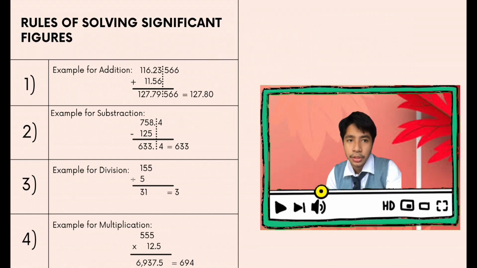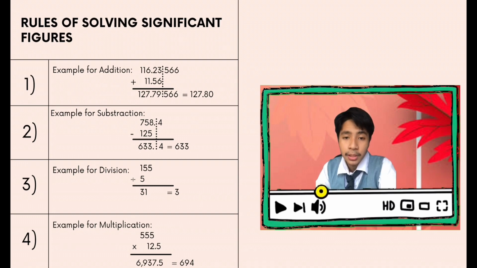Example for division. 155 divided by 5 would be 31. But since 5 has one significant figure, the answer would be 3. Same goes for multiplication. 555 times 12.5 would be 6,937.5. But since there are only 3 significant figures, the answer would be 694.